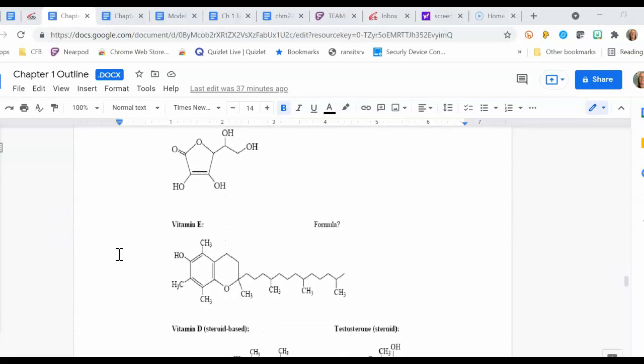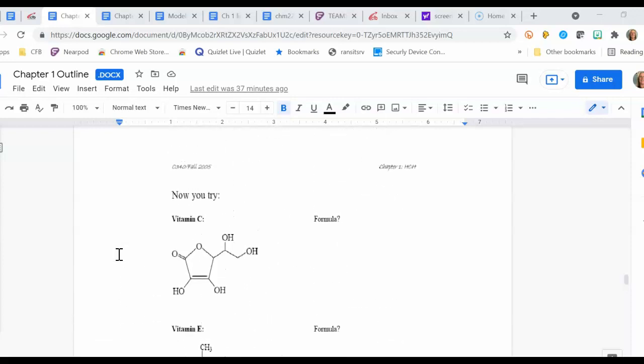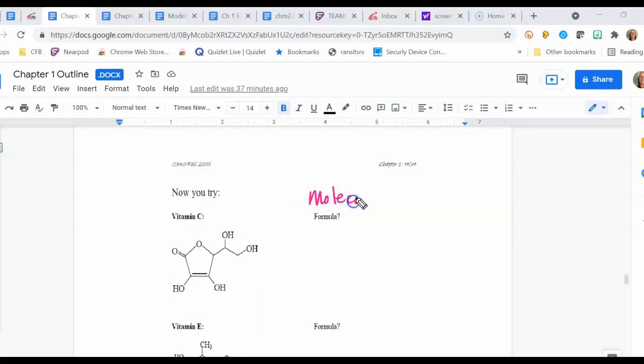Okay, I want to find one that I like better. Let's just do one, and I want the molecular formula. What is the molecular formula? So I have to be able to identify where all my carbons are. There's a carbon, and there's a carbon, and there's a carbon, and there's another one, and there's one.